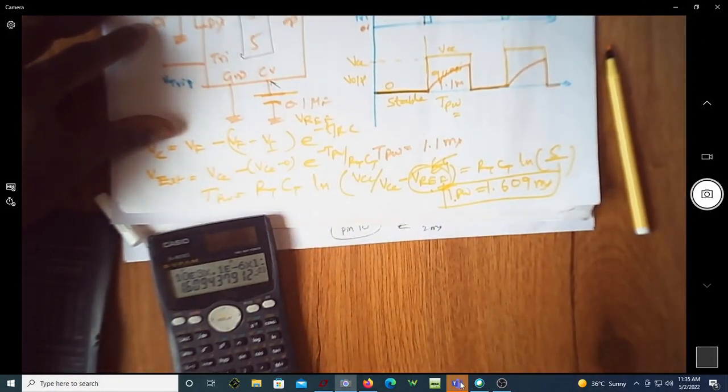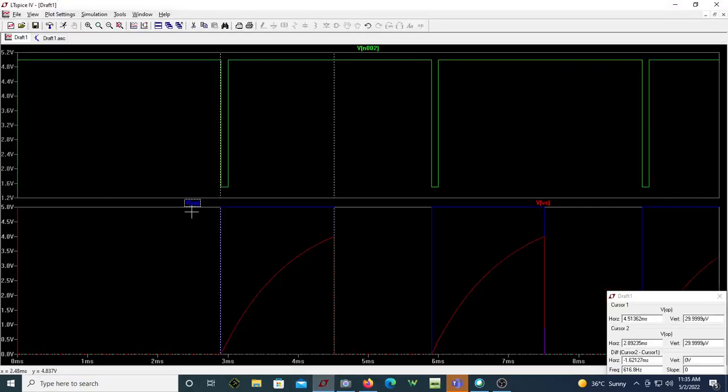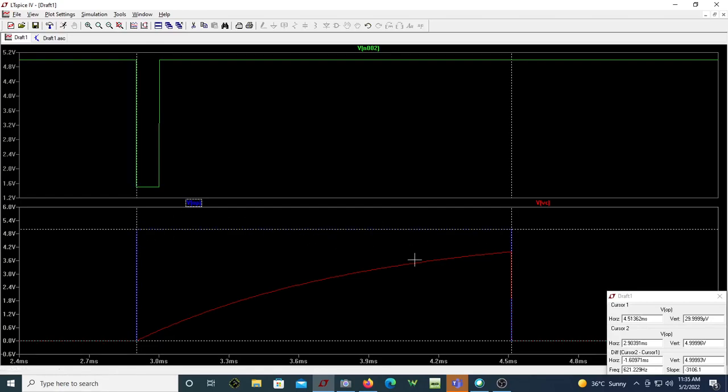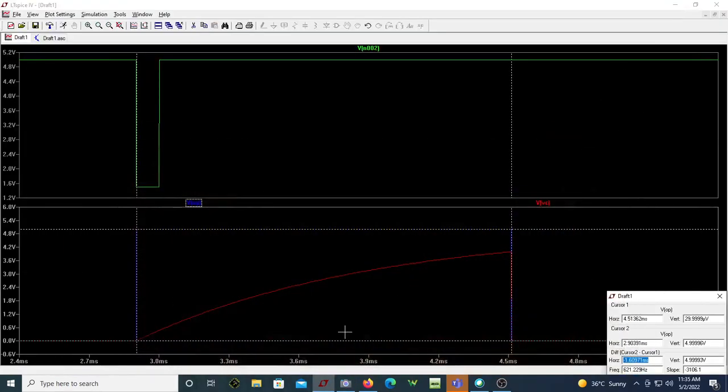So I'll go back here and measure exactly what the time is. If you can zoom it and then measure it here. Okay, I can slightly bring this closer. You can see now it is almost there as our expected value. It is 1.609, that's what we expected here. This is the value that is measured using simulation.